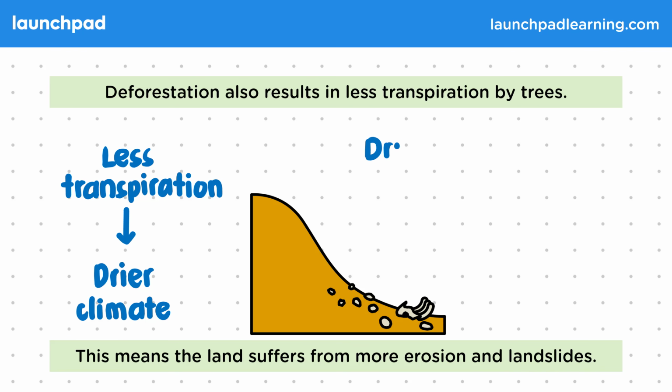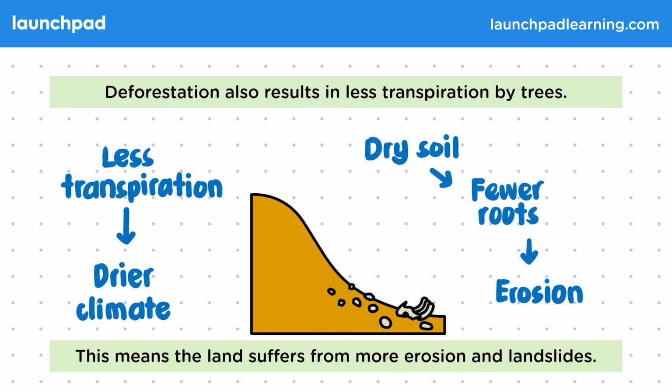This drier climate leads to dry soil, which in turn leads to fewer roots and, as a result, leads to more erosion. This erosion involves the loss of nutrients in the soil, and landslides are safety risks. So how does this affect biodiversity?